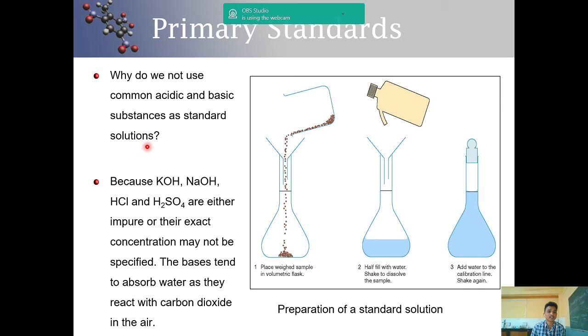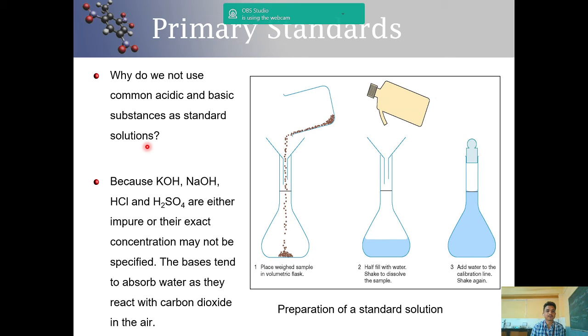The concentrations of KOH solutions and NaOH solutions cannot be specified exactly, and the bases tend to absorb water as they react with carbon dioxide in the air. So the bases, KOH and NaOH, absorb water and react with carbon dioxide. These bases can react with the atmosphere, absorb water molecules, and become impure.